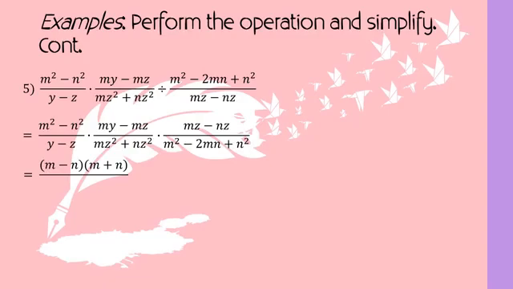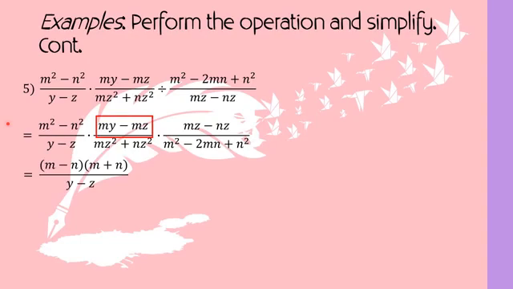Our next polynomial is y minus z. Observe that y minus z is a prime polynomial, so the only factor is 1 times y minus z. We don't need to factor y minus z because it's already a prime polynomial. Okay, prime polynomial.